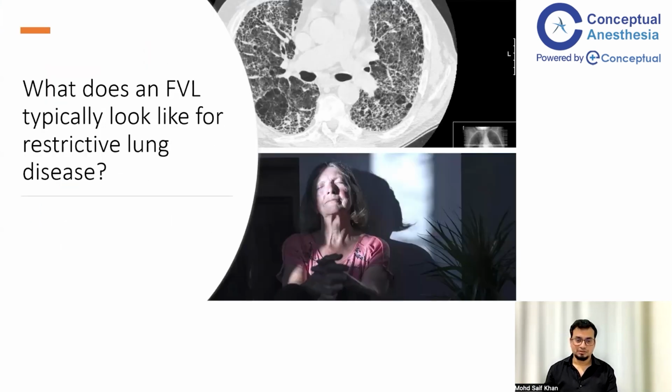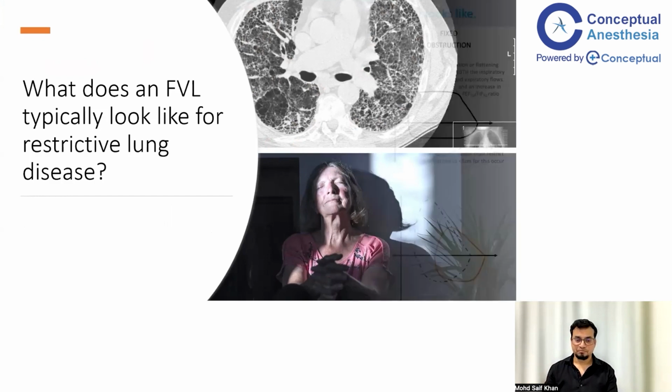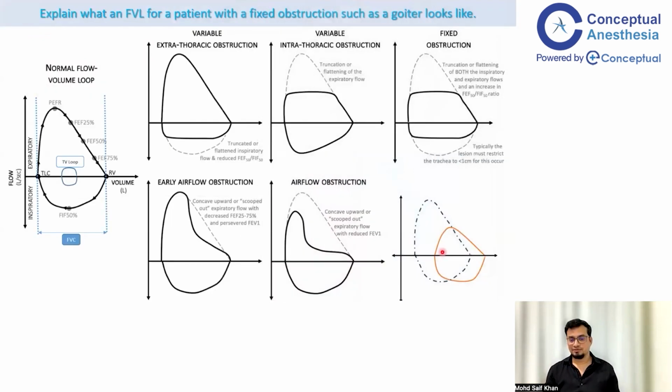Okay, so now this is a case of restrictive lung disease, where you can see the lung has been studded by multiple opacities, multiple infiltrations, and this could be a fibrosis. So the lung volumes will be diminished. Restrictive lung disease means all the capacities and volumes of the lungs will be diminished. So how will the FV loop look? Let's see. It will look like this. So this is your FV loop in case of restrictive lung disease.